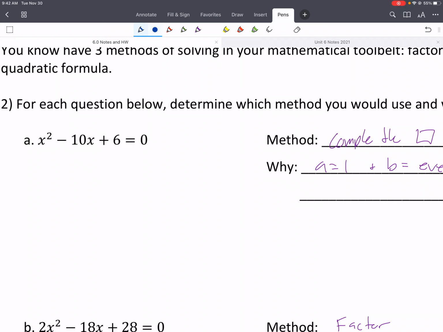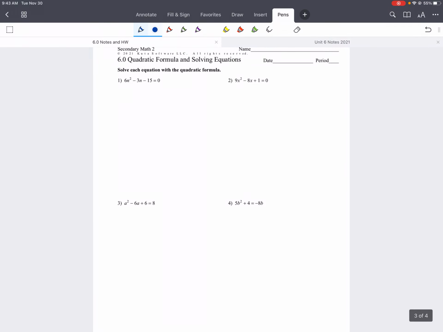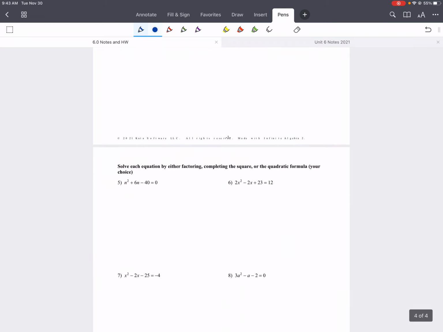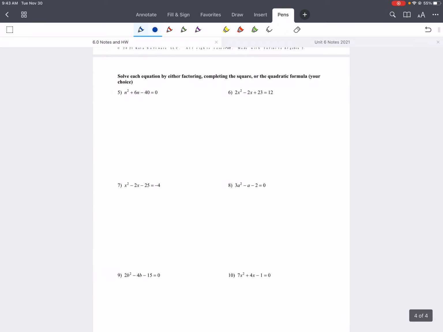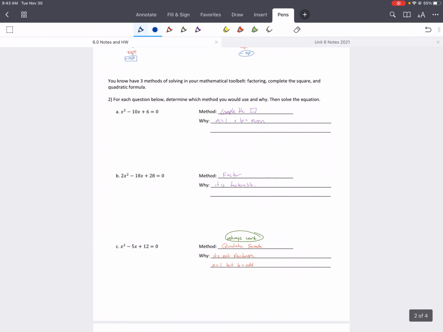I think the first 4 problems, I'll show you right now. So these first 4 problems, they have to be done using the quadratic formula. And on the back side, these last 6 problems, you can choose factoring, completing the square, or the quadratic formula to solve. So make sure you're solving, meaning your answer is x equals something comma something, or like something plus or minus something, okay? But these ones you can choose. So you can do everything with the quadratic formula if you'd like.